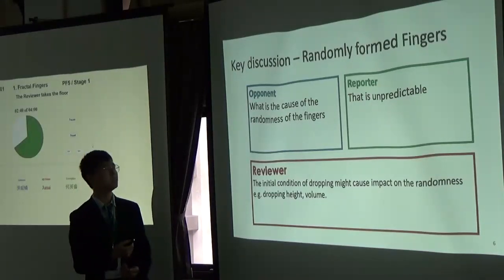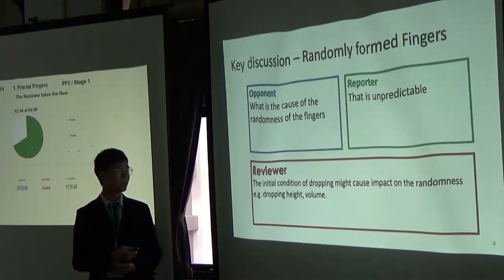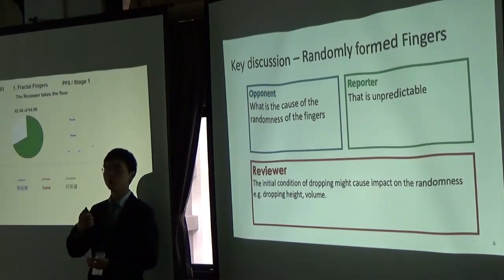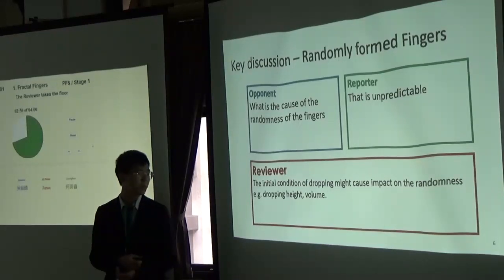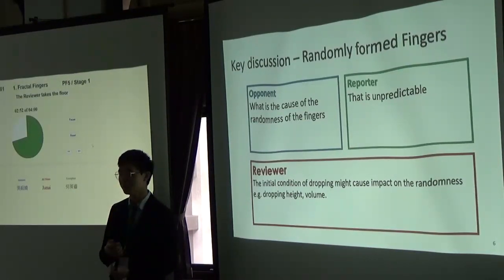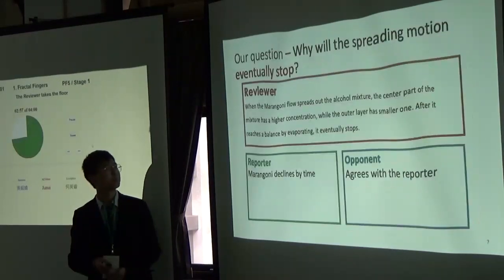And for the next discussion about randomly formed fingers, the reporter said it's unpredictable. I believe that it's because the initial condition of the dropping from the syringe might impact the randomness, including the dropping height and the dropping volume, which cause a fluctuation for the mixture.